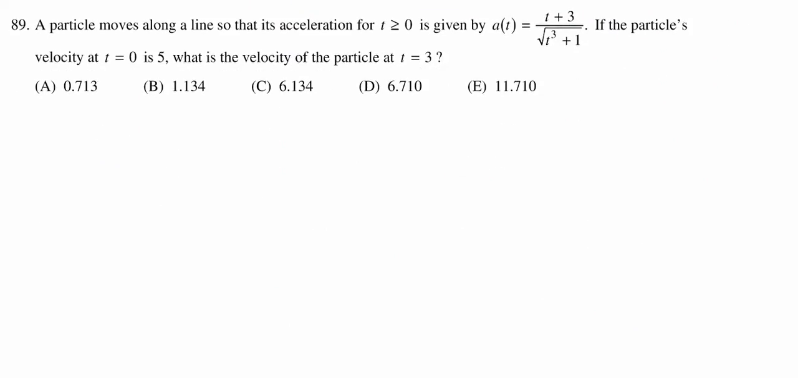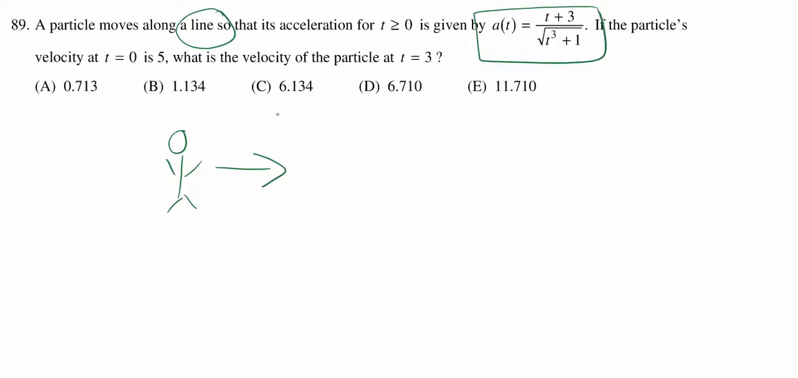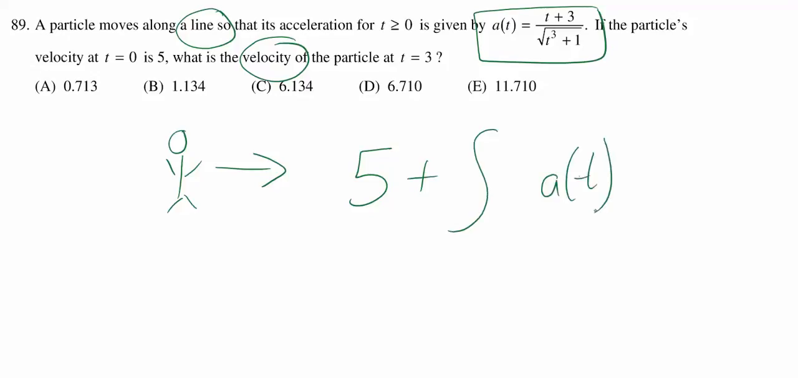All right, we've got someone moving along a line again. Here is this person walking in a path so that his acceleration after 0 is given as this. If the person's velocity at 0 is 5, so they're already moving, what is their velocity at 3? So they're going 5, and they're adding some acceleration. That's how we add. There we go, 0 to 3. Put that in my calculator.